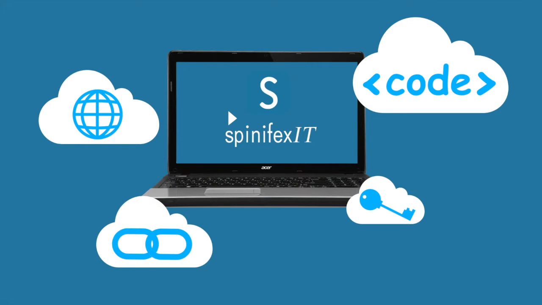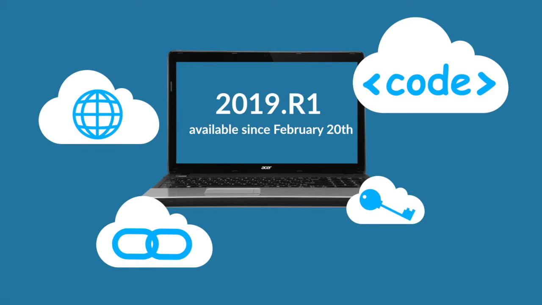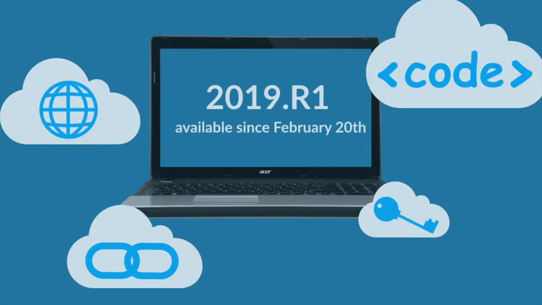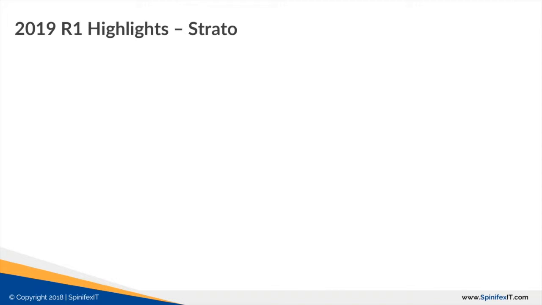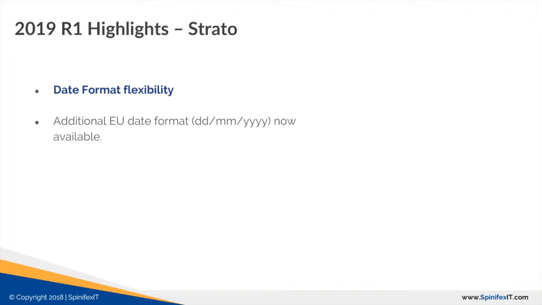With every new release, we provide additional functionality and enhancements, and our first release of 2019 is no exception. And note, since Strato is an online application that we can push updates to without requiring any involvement from the customers, the changes I'm about to show you have actually been in place since February 20th. So here are a few changes you will see. The first one is just a simple format enhancement, adding the date format of dd/mm/YYYY as an option for users building documents.